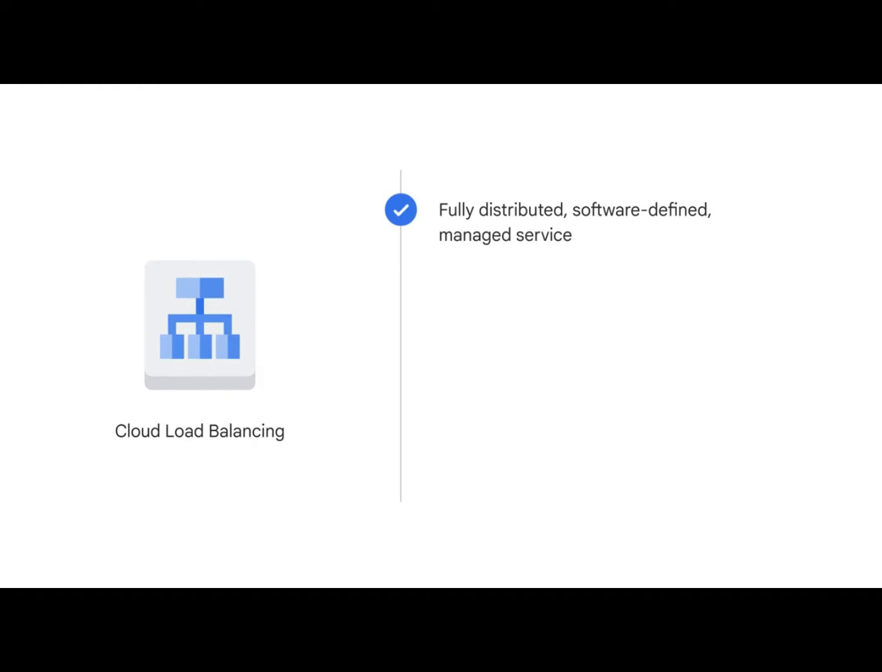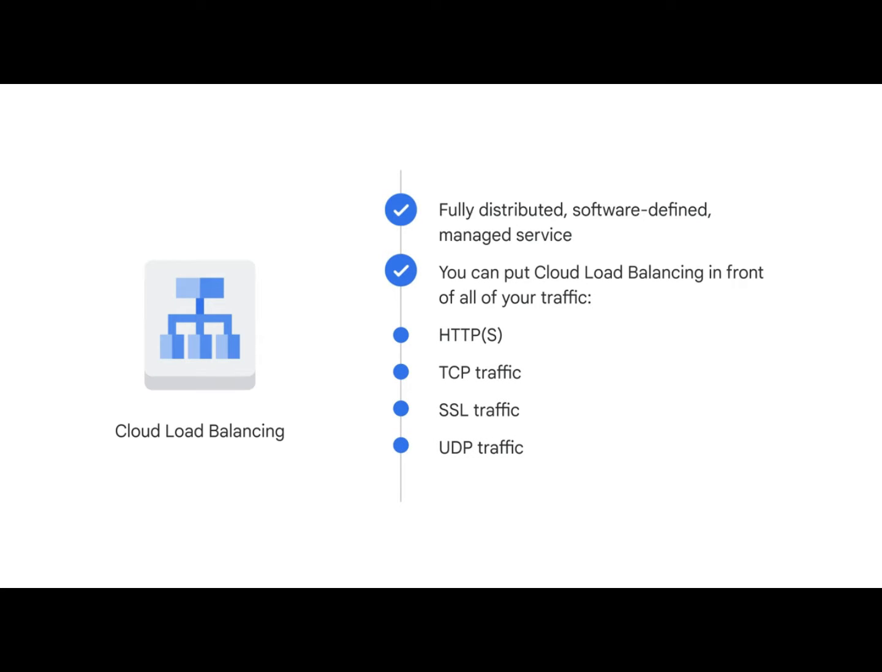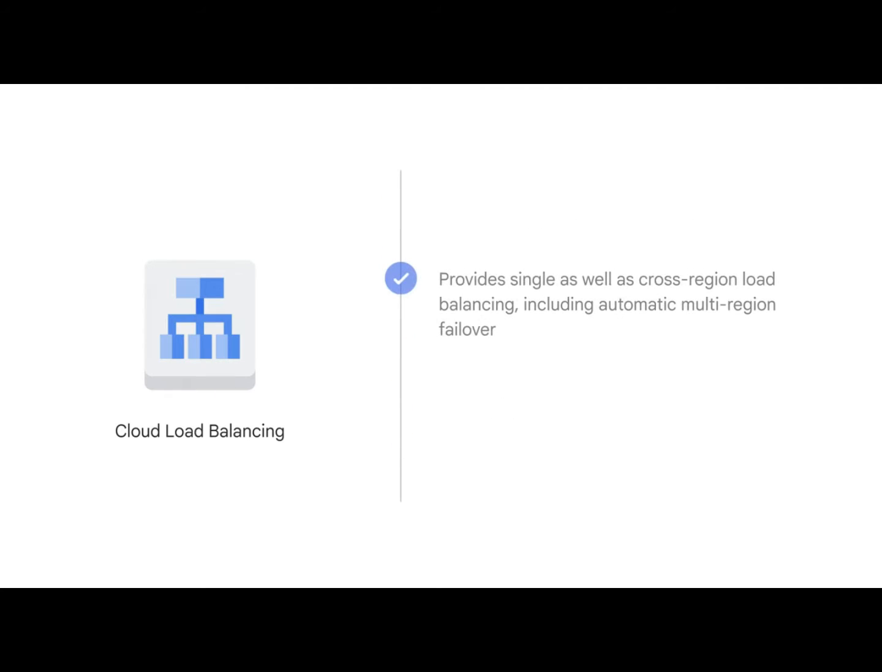Cloud load balancing is a fully distributed, software-defined managed service for all your traffic. And because the load balancers don't run in VMs that you have to manage, you don't have to worry about scaling or managing them. You can put cloud load balancing in front of all of your traffic: HTTP or HTTPS, other TCP and SSL traffic, and UDP traffic too. Cloud load balancing provides cross-region load balancing, including automatic multi-region failover, which gently moves traffic in fractions if backends become unhealthy. Cloud load balancing reacts quickly to changes in users, traffic, network, backend health, and other related conditions.